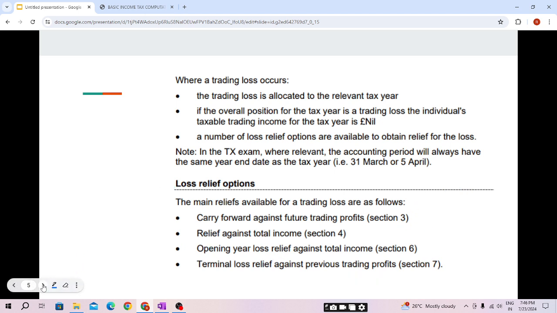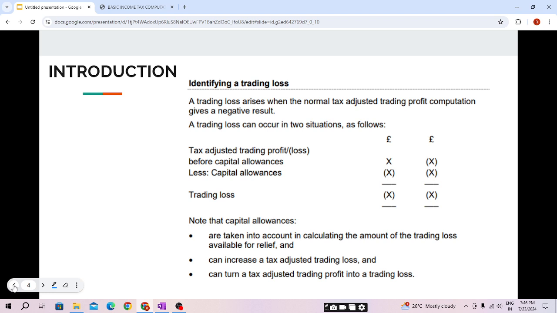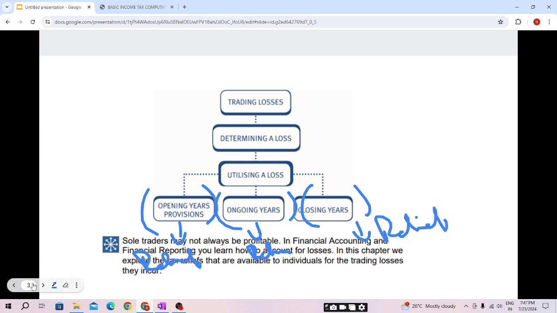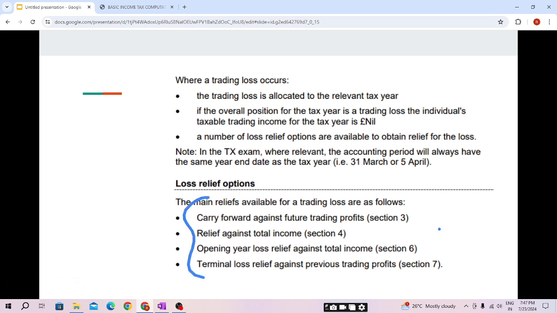So now students, as we have already seen here, we can have three types of loss. Either we are starting a business and we have a loss, then we need to see what all are the reliefs which are available when I am starting my business. Second one is ongoing years: I set up my business 10 years ago and now I am incurring loss. What are the reliefs which are available for me? Closing years: when I am closing my business, what are the reliefs which are available? So these are the options of relief which are available for an individual.